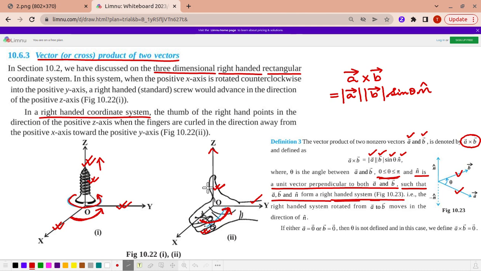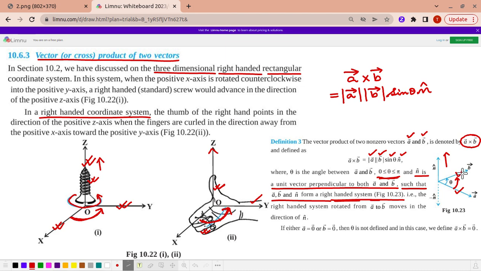What is the right-handed system? I explained earlier, and it is there in the left hand side, as you see. That means if you move the vector from A towards B, what will happen? That n cap will point upward, right. So the n cap will point like this.